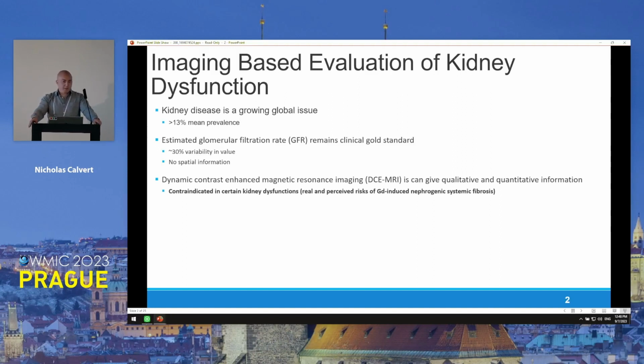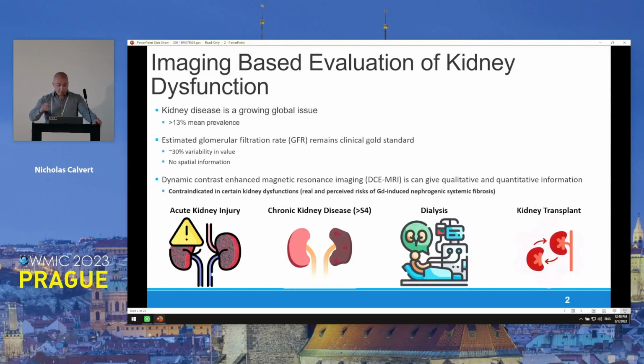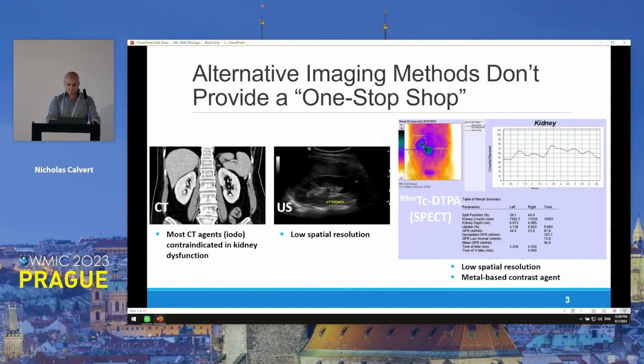There are methods to look at kidneys through imaging that give you both spatial and quantitative information, like through dynamic contrast enhanced magnetic resonance imaging, MRI. But the gadolinium agents used with DCE MRI are contraindicated in a number of kidney dysfunctions with the real and perceived risks in some of these cases. These include things like acute kidney injury, late-stage chronic kidney disease, dialysis patients, and patients undergoing kidney transplant, where either they cannot or physicians will not prescribe DCE MRI due to those gadolinium fears.